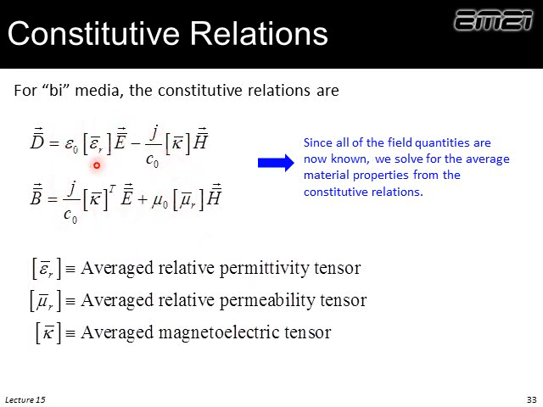We know all of the field quantities. We know D, we know E, we know H, we know B. So in fact, we can solve these to calculate our epsilon, mu, and kappa, our 3 different tensors. So at this point, we know our average material properties.